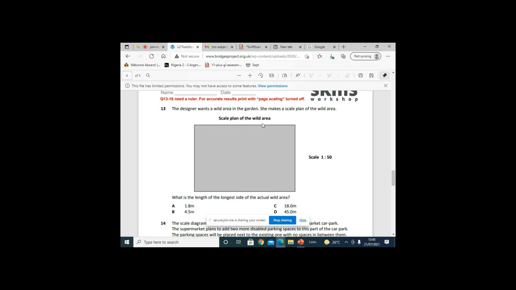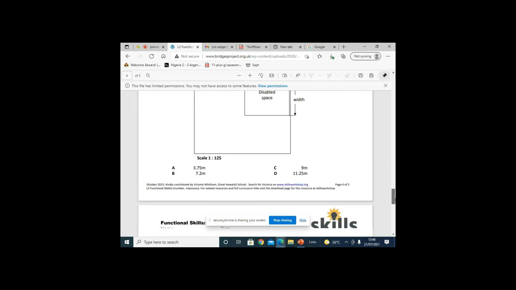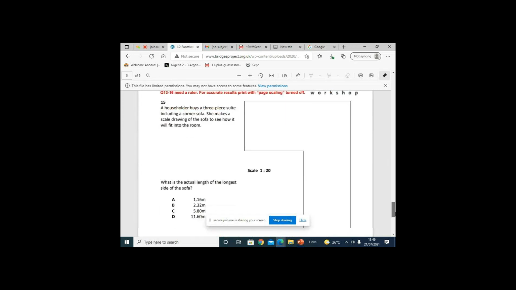Assume the widest area is 7 centimeters on the plan. So what's going to be the actual wide area? Just multiply 7 times 50. Assume that, but don't worry about that, because you can't draw on the screen.